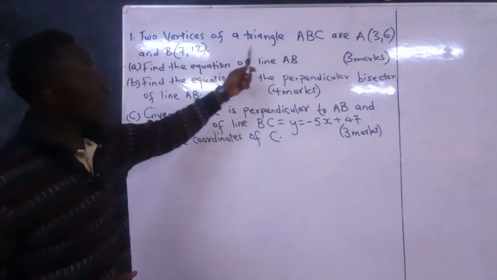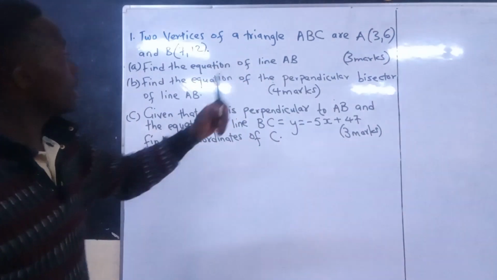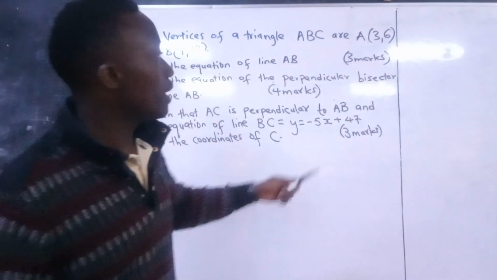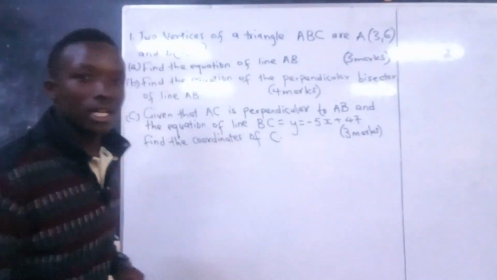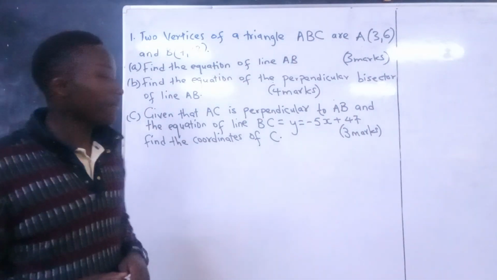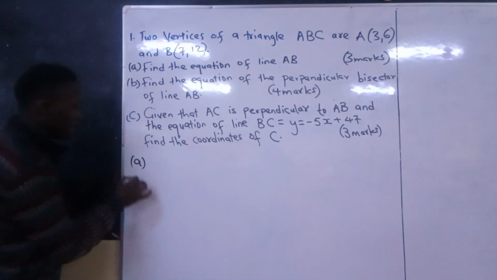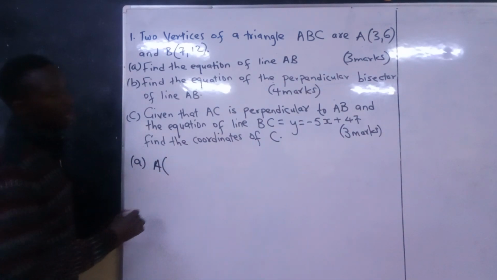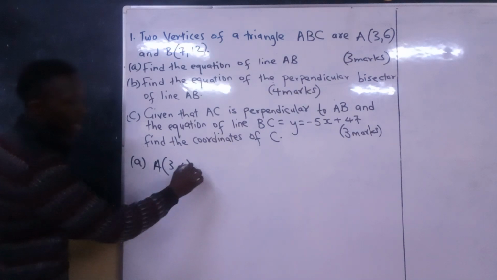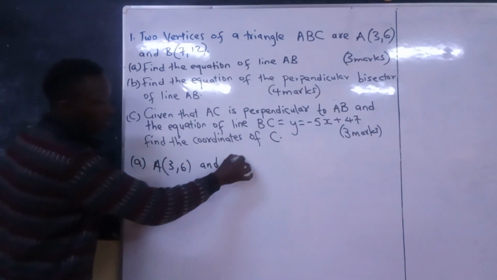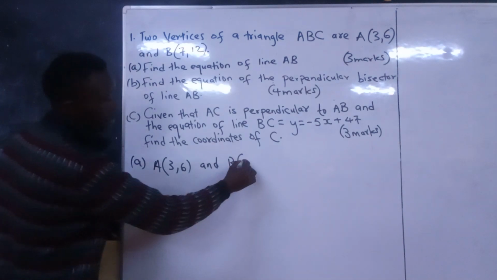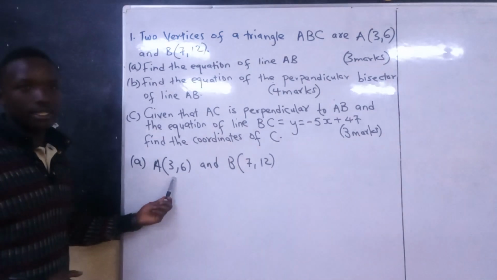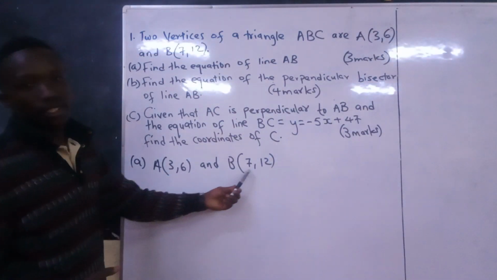Two vertices of a triangle ABC are A(3, 6) and B(7, 12). Our first question is: find the equation of the line AB. That question will earn you 3 marks. For us to determine the equation of the line AB, we start with the coordinates. The coordinates of A are (3, 6), and the coordinates of B are (7, 12).